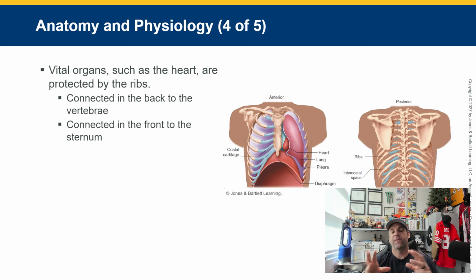Now, the ribs, again, do form a protective cage, but they also create a flexible framework that has to move with every single breath a person takes. Posteriorly, they attach to the thoracic vertebrae, and anteriorly, they attach through the costal cartilage to the sternum. Now, this arrangement provides protection while still allowing the chest to expand and contract.